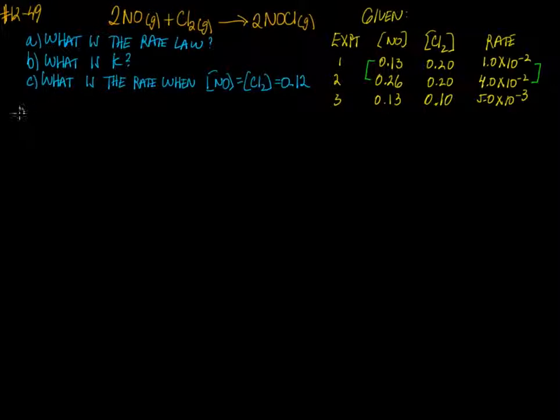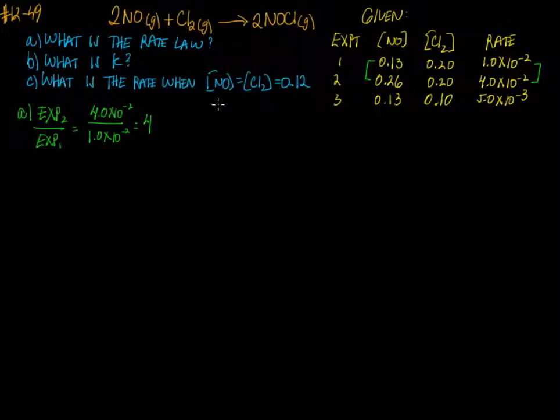So we want to take experiment 2 and divide it by experiment 1. Okay, so that's 4.0 times 10 to the minus 2 divided by 1.0 times 10 to the minus 2. And this is a typical textbook problem where it comes out exactly to 4. Okay. Now, what does that tell us? What is the order of this reaction?